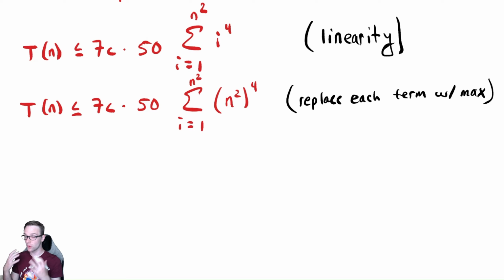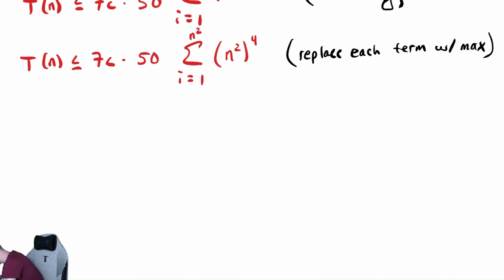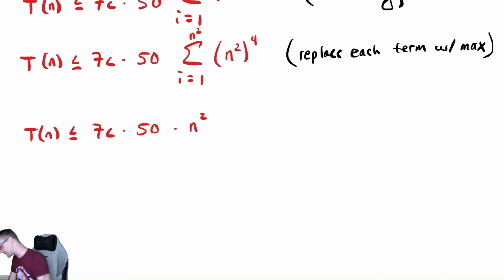And now if we look at what we have, we no longer have i inside of the summation. The summand only pertains to n. Therefore, we can take the summand and multiply by the number of terms, just as we did before. And we get t of n is less than or equal to 7c times 50, whatever that value is. I don't care. The number of terms is the top bound minus the bottom bound plus 1, which is n squared. And then the inside of the sum is n to the 8th. So hopefully at this point, we can see that we have n squared times n to the 8th.